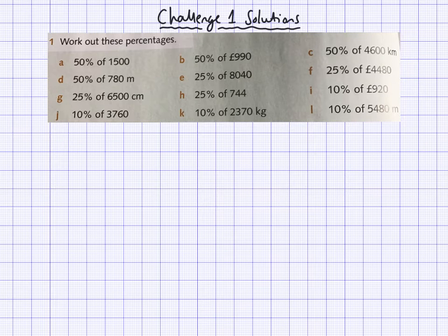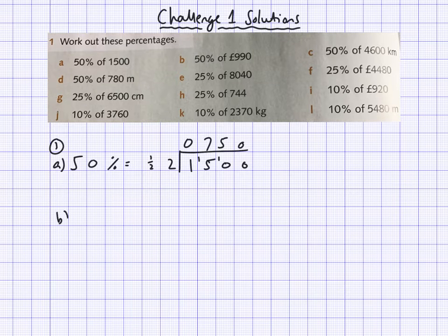Okay, here's your solutions for challenge 1. So A says 50% of 1,500. So question 1A. Now I know 50% is the same as a half. So I'm finding half of 1,500, which means I need to divide it by 2, which gives me 750. So 750 is my answer there.